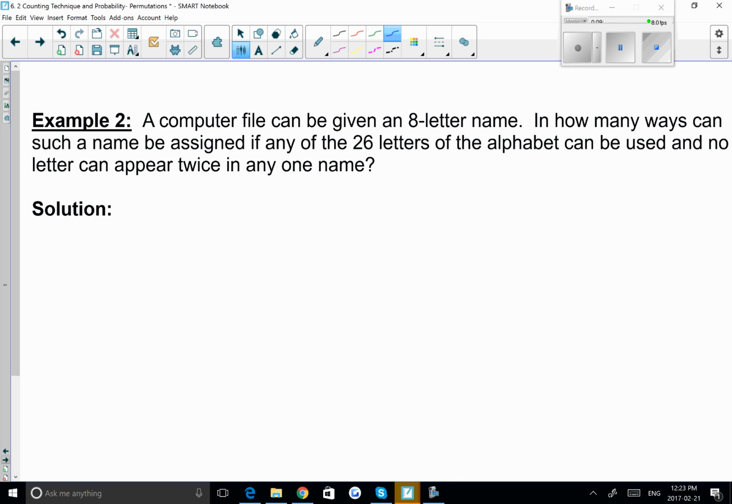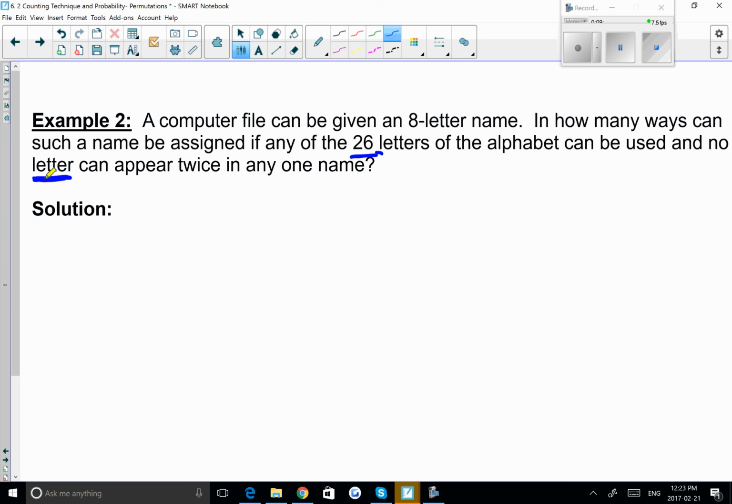So example 2, a computer file can be given an 8-letter name. In how many ways can such a name be assigned if there are 26 letters of the alphabet and no letter can appear twice? So we're not repeating any letters, so keep that in mind.